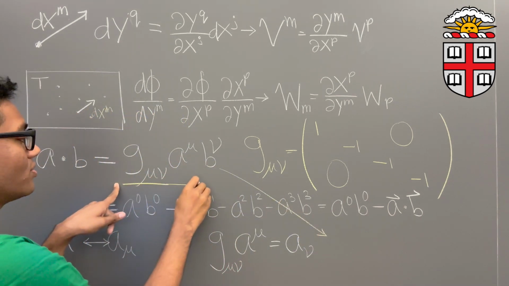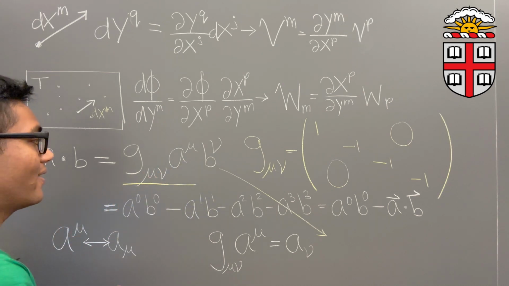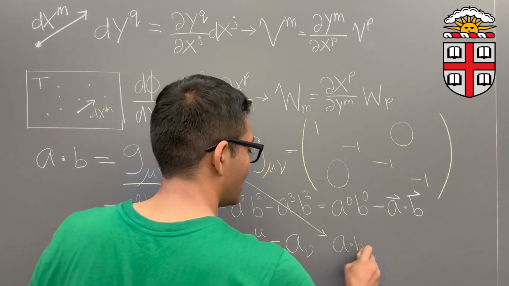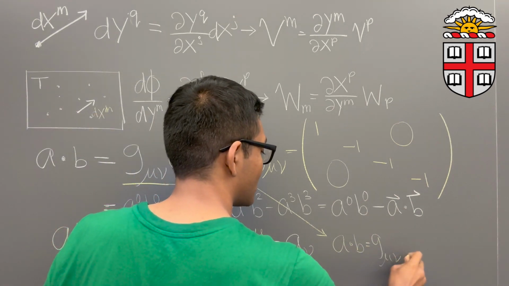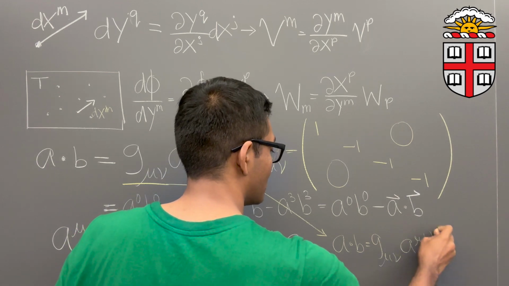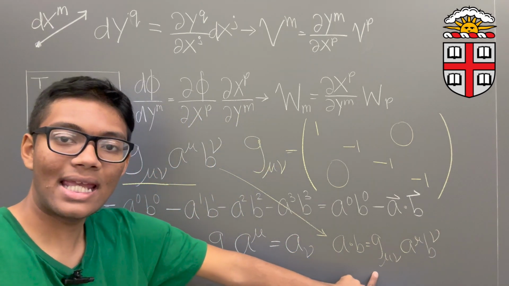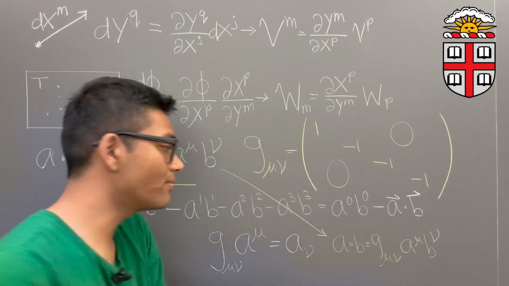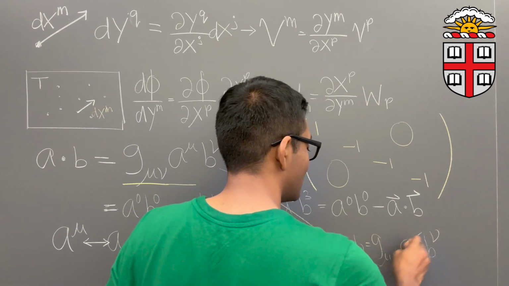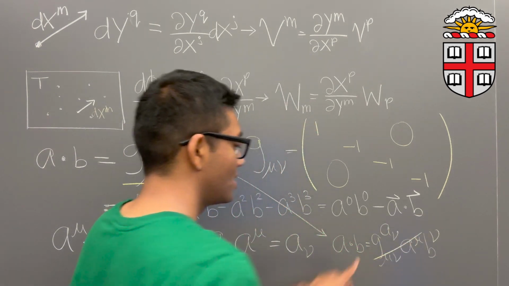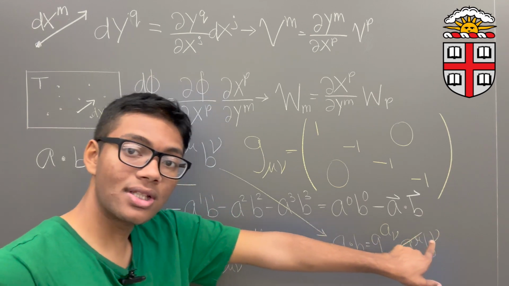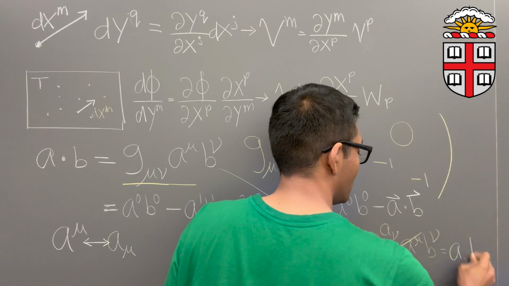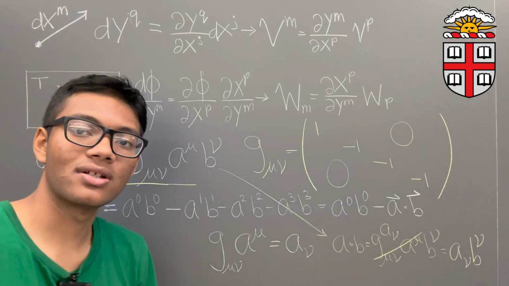So we have g mu nu times a to the mu. Well, what is that if not a sub nu? So remember, a dot b is equal to the metric times a to the mu, b to the nu. But now we just learned that a to the mu times the metric gives us a sub nu, right? It contracts the indices. So this right here is a sub nu. So a sub nu times b to the nu, well, that's just a scalar, right? We're just summing over nu because of Einstein's summation convention.